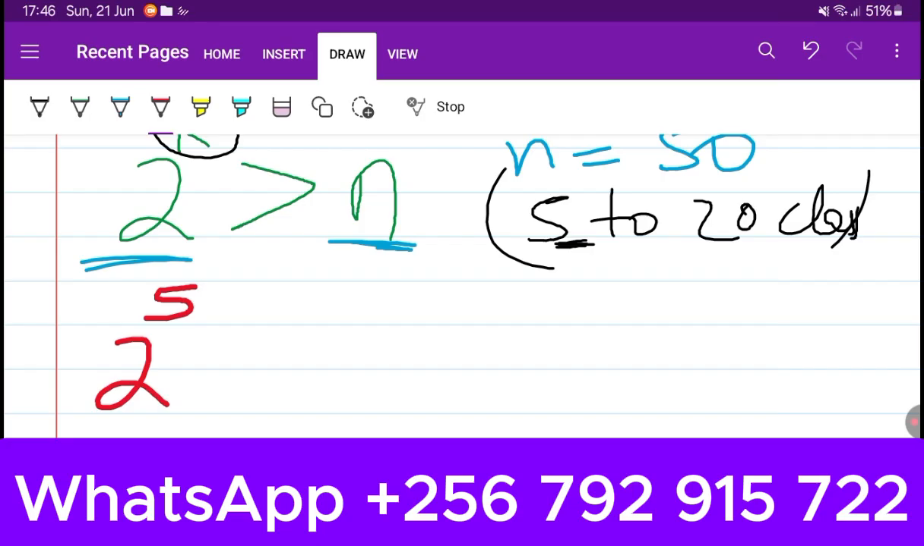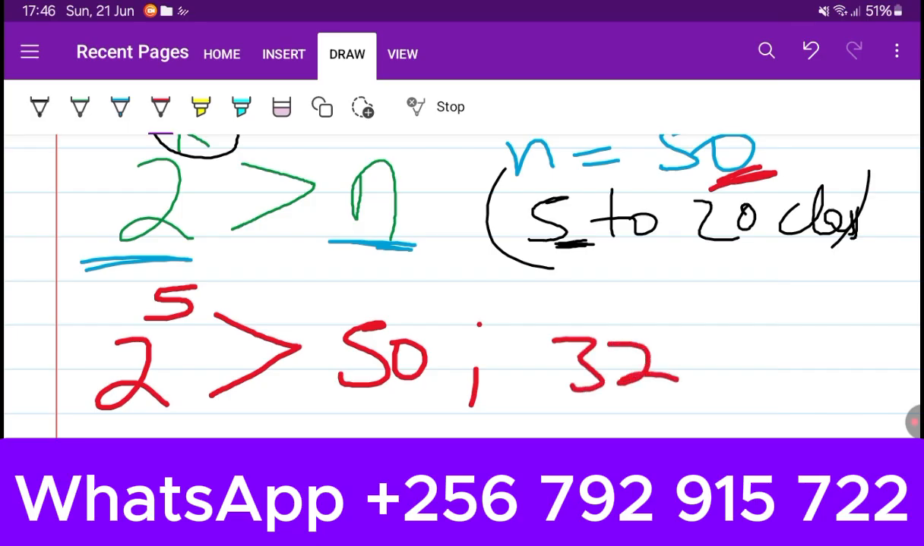The question is, is this greater than 50? Because our number of observations was 50, and we have found that this side is actually 32, which is less than 50. So it means if we are given 50 observations, we are not going to take 5 classes. They will exceed 5 classes.